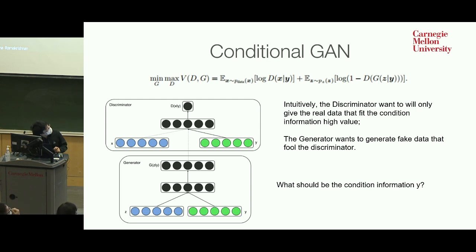Instead of dx here, we have the given y, what's the dx is. And instead of dgz here, we have the given y, what's the gz is, and give it to the D. Intuitively speaking, what it's doing here is simply telling the discriminator what we want. The discriminator will take this y and see the output of the generator to see whether, first, this output is real data, and then whether this output is related to the y that we are given.